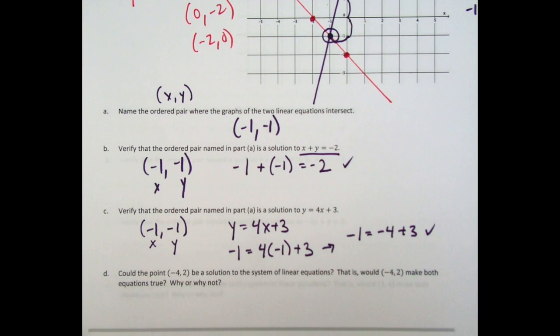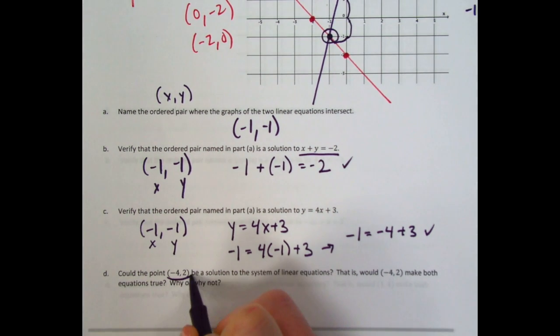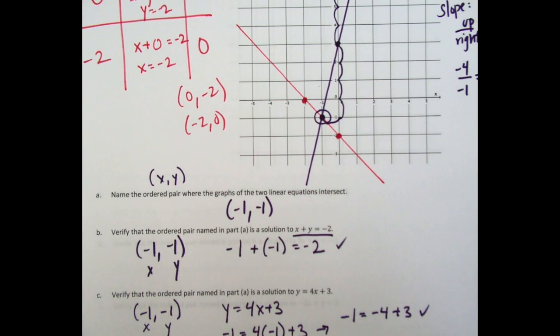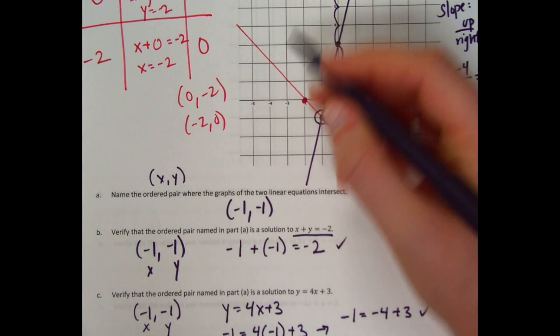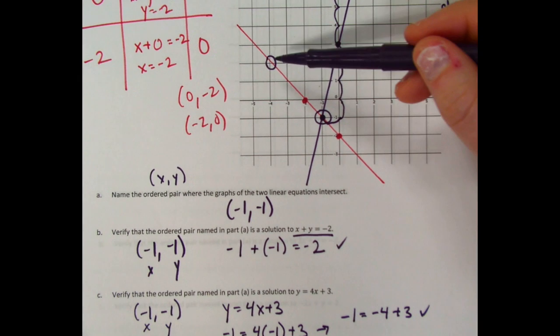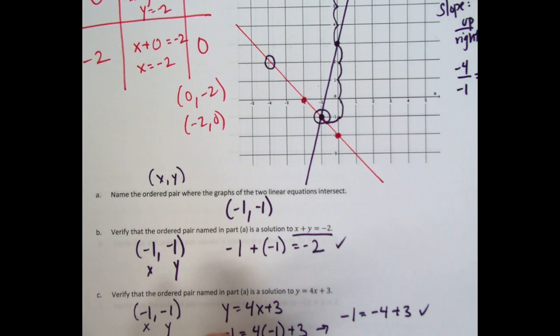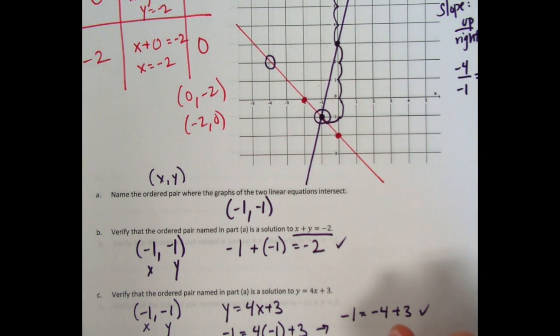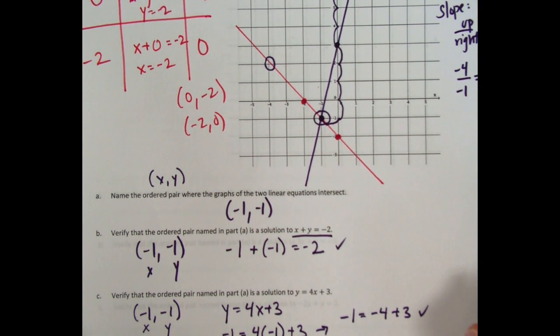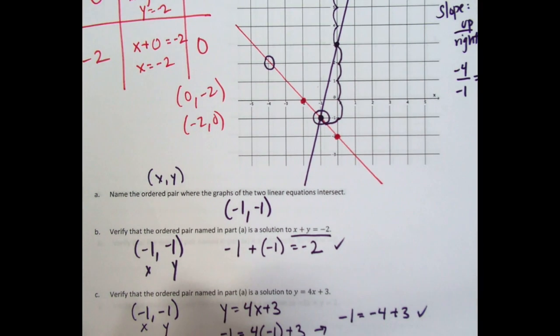Could the point negative 4, 2 be a solution? So I'm looking on my graph for negative 4, 2, going up here, negative 4, 2, right there. So I didn't draw it perfectly straight, but this point does go through our first line, but not our second line. So no, negative 4, 2 cannot be a solution. Solution meaning it goes through both. Because y equals 4x plus 3 does not go through.